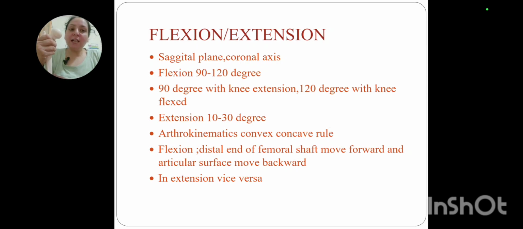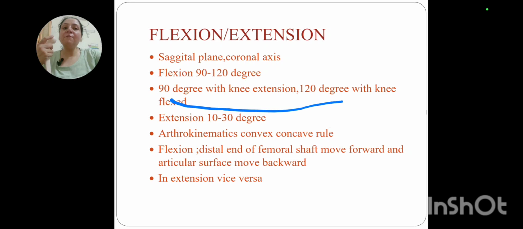In flexion, the distal end of the femur moves forward and the articular surface moves backward. When the distal end is moving forward, the articular surface is moving backward, and when the distal end is moving backward, the articular surface is moving forward. Now there is an important point I have written here: 90 degrees of hip flexion with knee extension. Now what is that? That is when the knee flexion takes place.